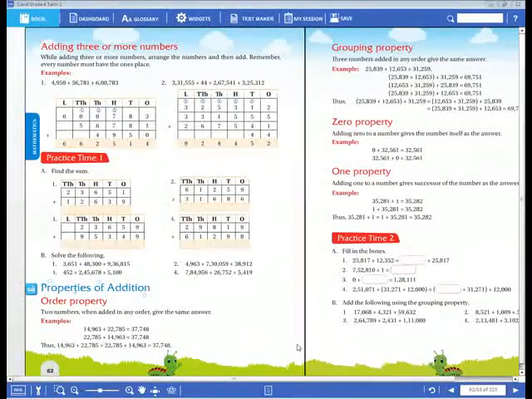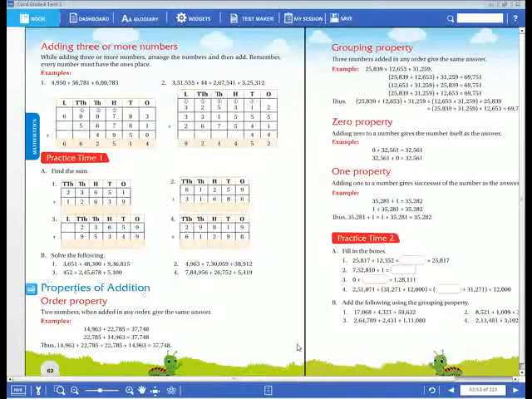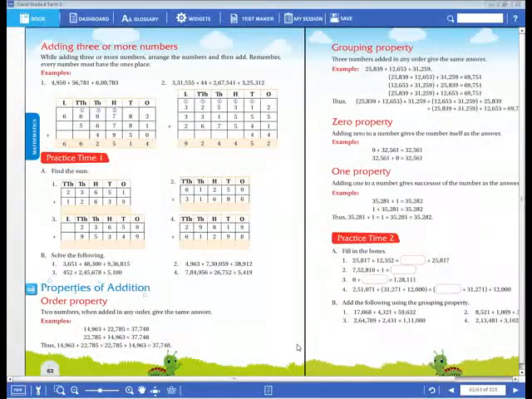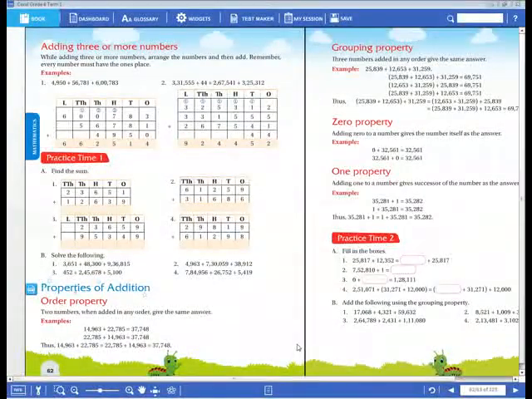Yes or no, dear children? For example, 32 plus 64 gives 96. If I change the order and write 64 first and then 32, we also get the answer 96, no? So the first property means that when we change the order, the first number can be kept second or the second number kept first, and the answer remains the same. This is the order property in addition.